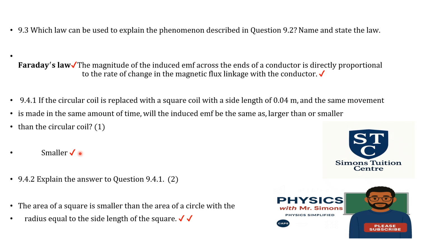And the area of a circle is also based on r squared, which would be 0.04 times 0.04. But for a circle, we still multiply by pi, and for the square, we don't. So the area of a square is smaller than the area of a circle with a radius equal to the side length of the square. And remember, the magnetic flux is directly proportional to the area. So if the area of the square is smaller than the area of the circle, then the answer must be smaller than.